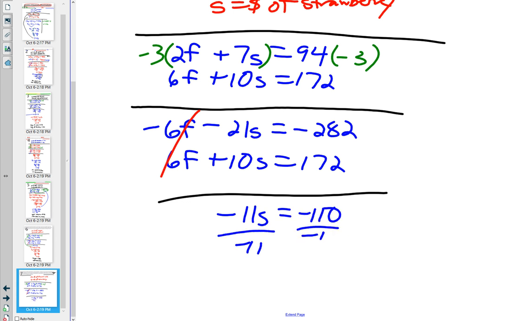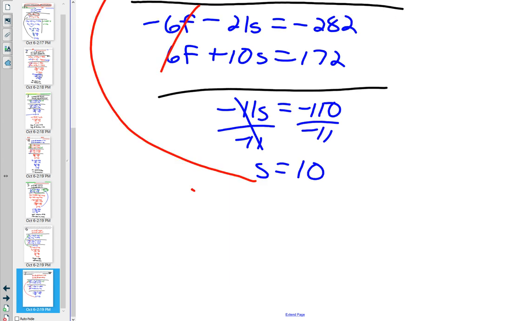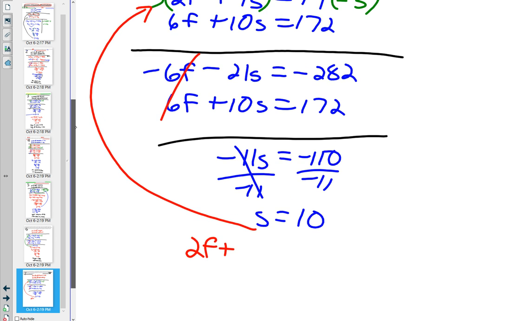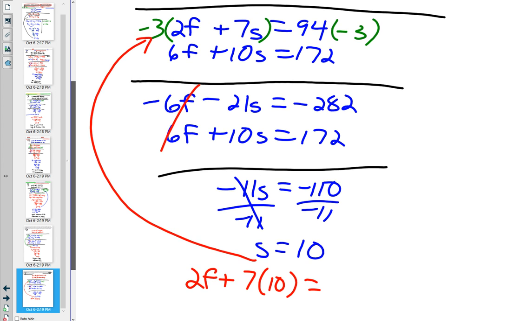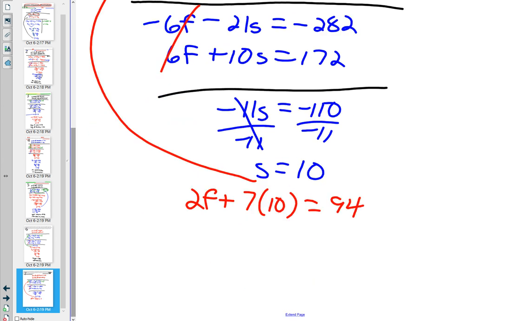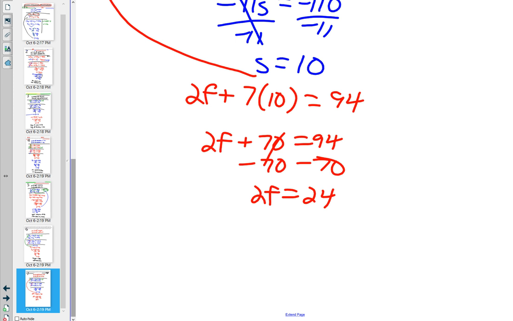Divide by negative 11. How much does the strawberry cheesecake cost? Yeah, $10. Plug that in now to whichever one. Let's choose the top one. 2 French silks plus 7 times 10 is equal to 94. 2 French silks plus 70 is equal to 94. Minus 70. 2 French silks are 24.